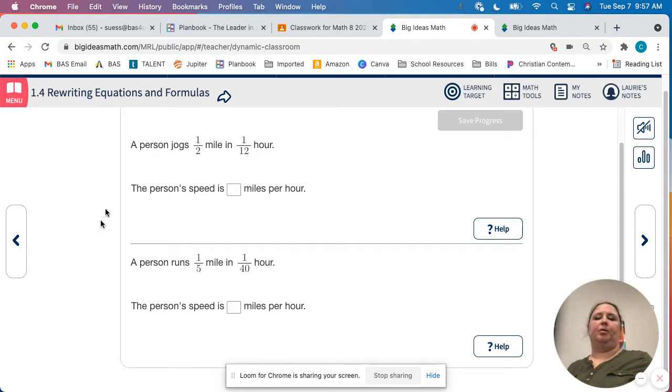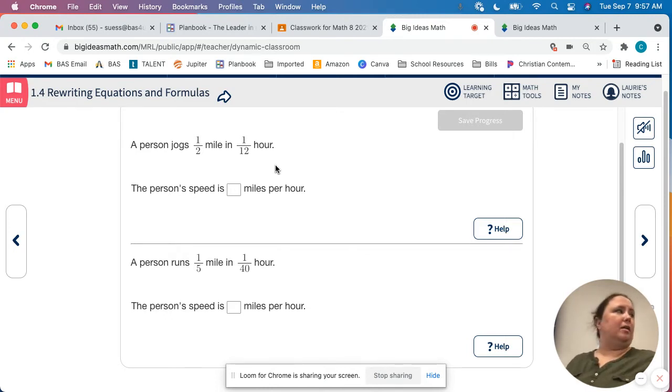Okay, so a person jogs a half a mile in 1/12 of an hour. So this is a rate. So we're trying to find how fast they're going, the speed, how fast they're going in miles per hour. So don't look at this as fractions. Let's pretend I'm going 2 miles in 1 hour. How would you find how fast I'm going? What kind of math? Division. 2 divided by 1 means I'm going 2 miles per hour. So same thing applies here.